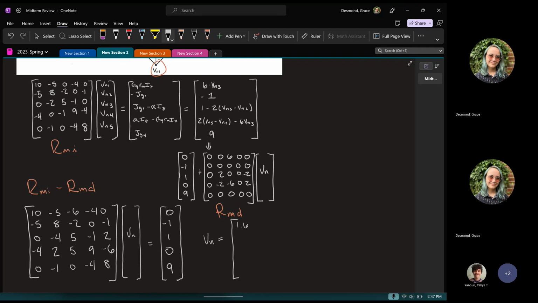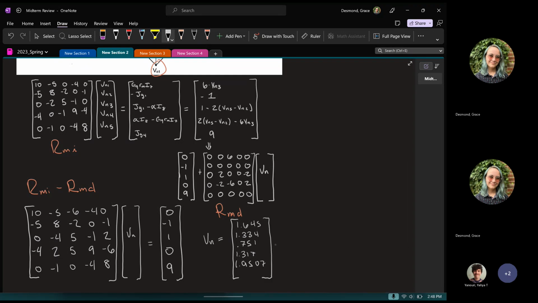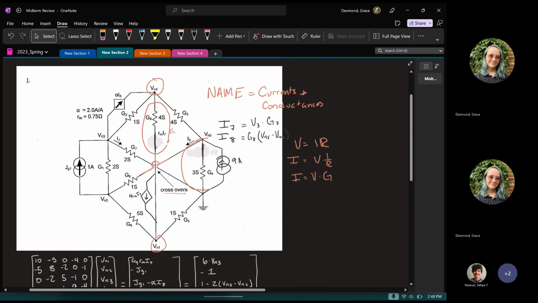Julia, what were the numbers? 1.64532, 1.33498, 0.75, sorry, 0.751232, 1.31773, 1.95074. All right. These are in amps, right? No. Volts. Volts.